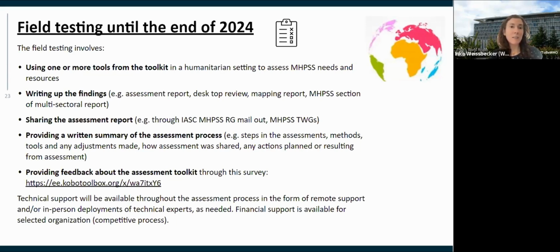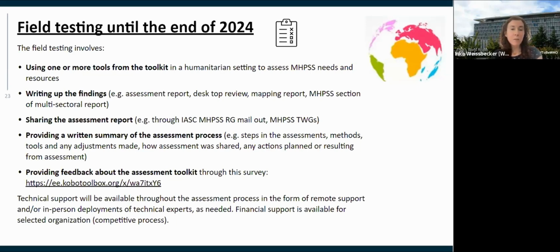What field testing then would mean would be using one or more tools from the toolkit in a humanitarian setting to assess mental health and psychosocial support needs and resources. It would mean writing up the findings, like an assessment report or desktop review, mapping report, MHPSS section of a multi-sectoral report. It would mean sharing of the assessment report or a summary of sorts. You don't need to share all the data you collect in every single thing, but some sort of summary that gives us and others a sense for what has been assessed and what the findings are.